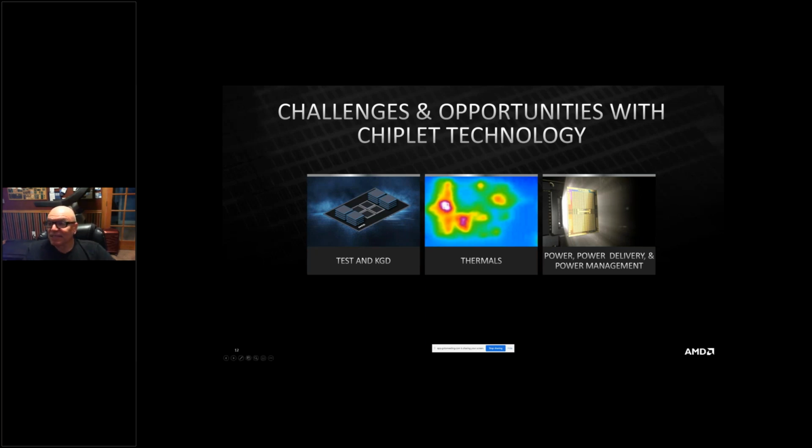Power delivery becomes very difficult. You have something like this here, with products approaching 500 watts, maybe 1 kilowatt, and so on, and you have to deliver the power to that.